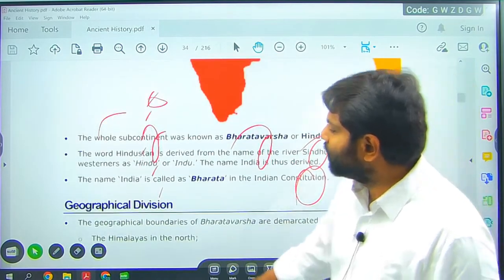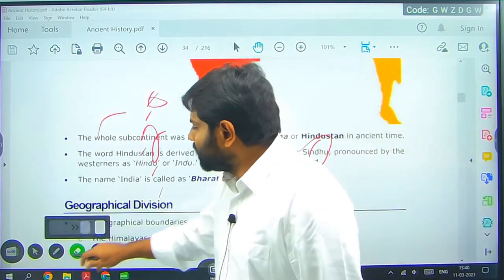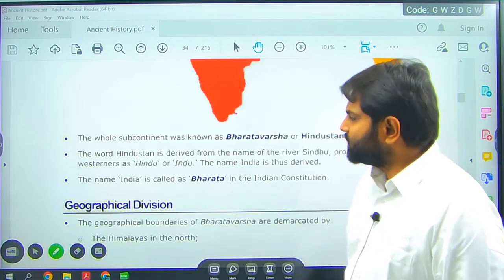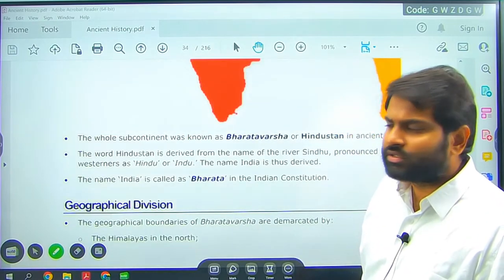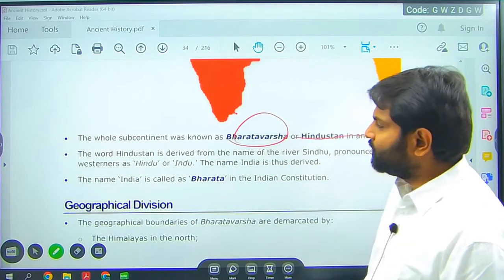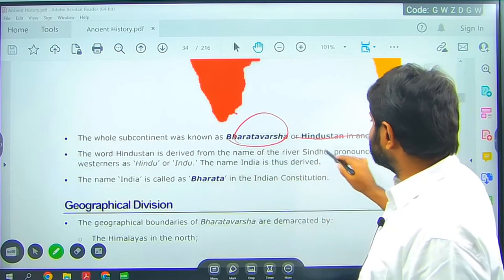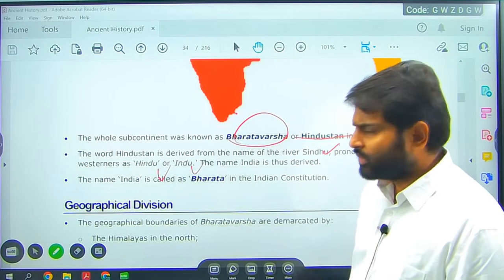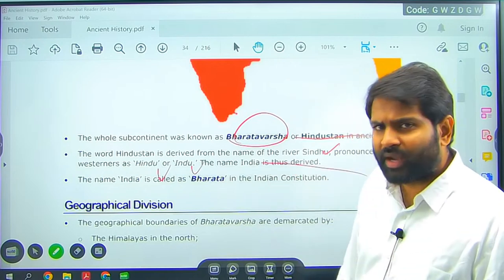This is where we are talking about Indian history. When you talk about Indian history, these are the places where our Indian history, culture, society, everything is spread. Our political domination also spread here. The whole continent was known as Bharatvarsh, Hindustan in ancient times. The word Hindustan is derived from the name Sindhu, pronounced by the Westerners as Hindu, Indu. The name India is derived from that particular word.